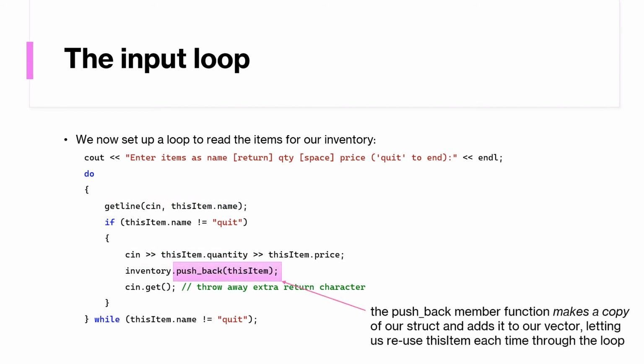Also notice that the push_back member function is going to make a copy of our struct and add it to the vector. So we can keep changing thisItem every time through the loop, and we keep making a new copy of it and adding it to the end of our inventory list. That's somewhat different from how this works in some other languages like Java or C#.